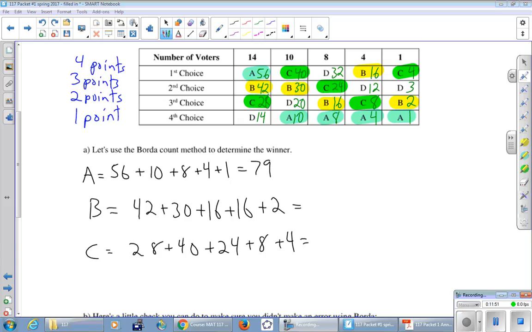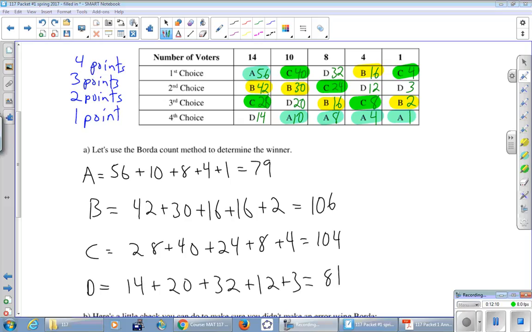And then finally D, I don't have any more highlighters, but D is the only one that's not highlighted, so easy enough to find. 14, 20, 32, 12, and 3. So it's just a matter of tallying all of these up.